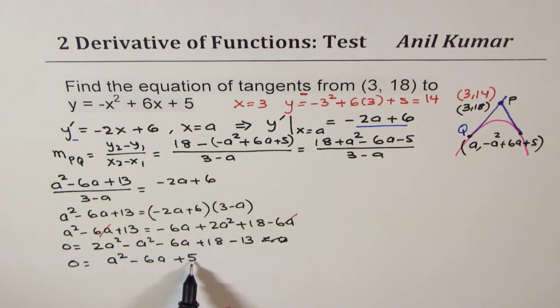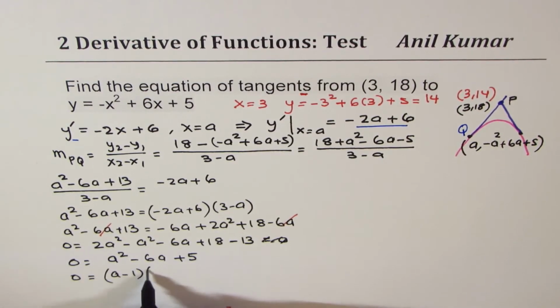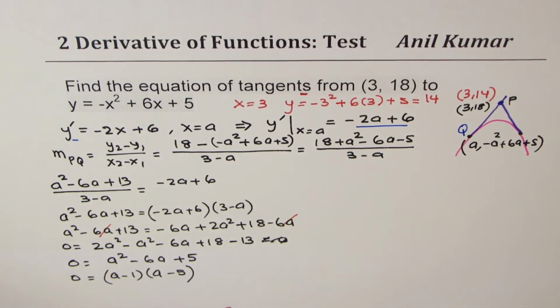Now product of 5, sum of minus 6, it could be minus 1 and minus 5. We could write this as a minus 1 times a minus 5. So you get a as 1 and 5. So you get the point a equals to 1 or a equals to 5, right?